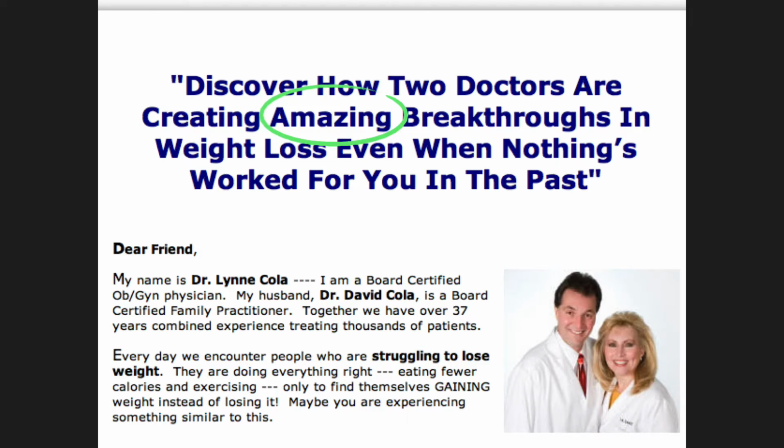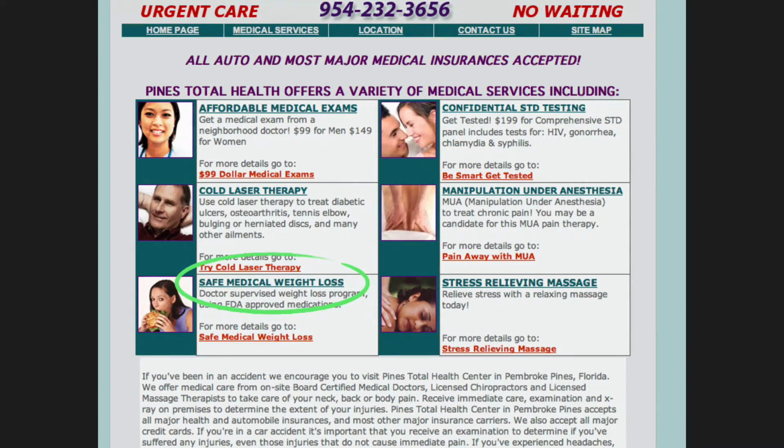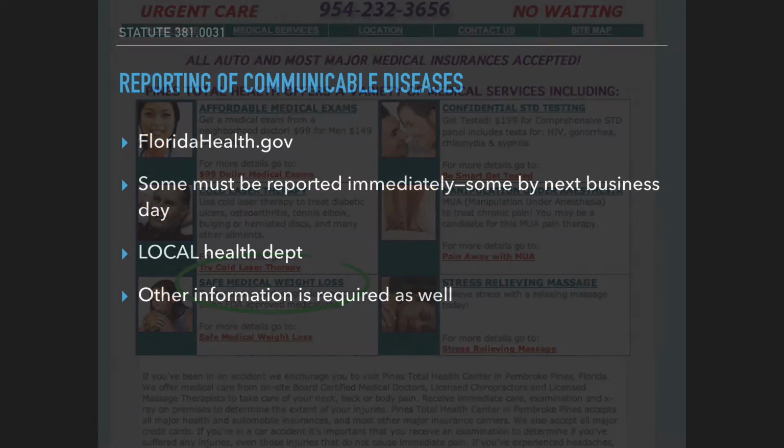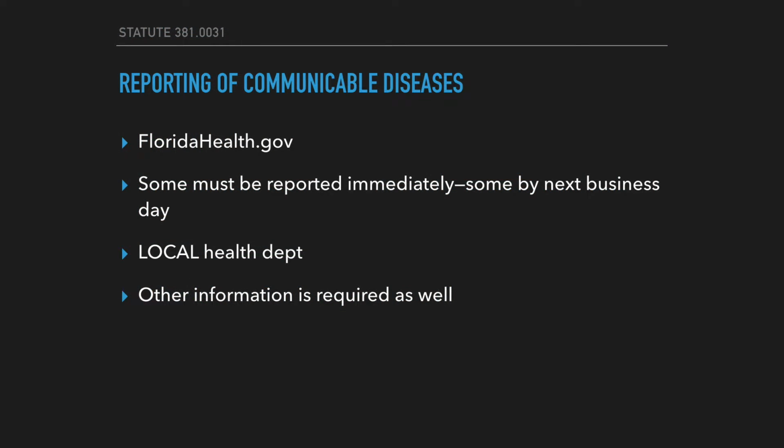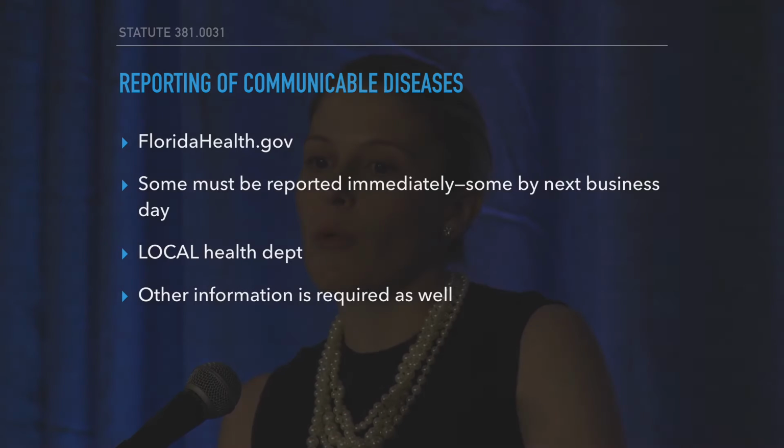Okay, reporting of communicable diseases. Again, a slew of things have to be reported. FloridaHealth.gov has a list you can actually print out and maybe laminate. It's about half a piece of paper, and it lists all of the reportable diseases and when they have to be reported. These are reported to your local health department. This is not at a state level, it's reported locally. Some are reported immediately, some reported even if it's suspected, and some can be reported the next day. And other information is typically required as well.